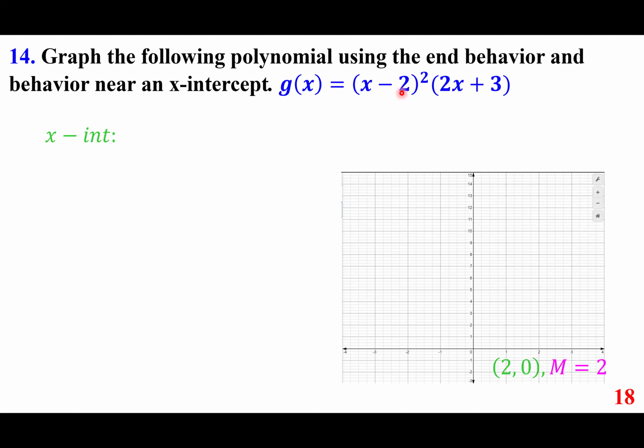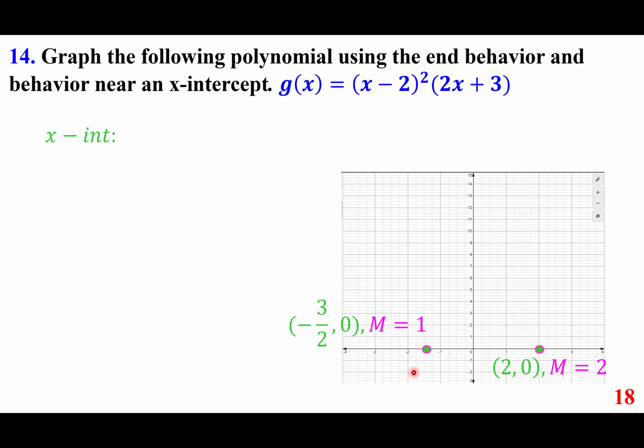So (2, 0), set this equal to 0, (2, 0). What is the multiplicity? 2. This one, set it equal to 0, (negative 3 halves, 0). What is the multiplicity? Well, there is no exponent. That means the exponent is 1, which means those 2 points, they will cross at those 2 points. So here's one of them, (2, 0). Here's negative 3 halves, negative 1.5. This is negative 1. This is negative 2 in between. So the graph will cross.